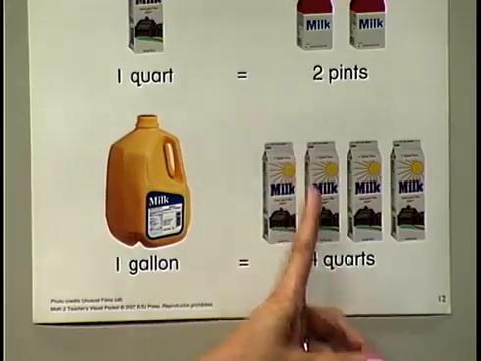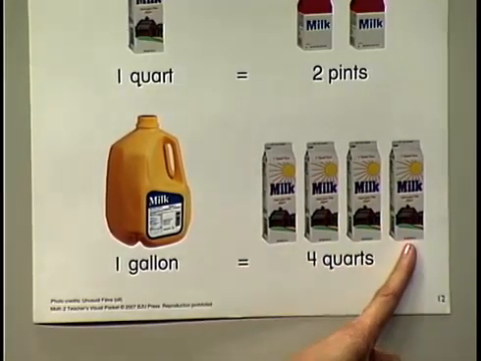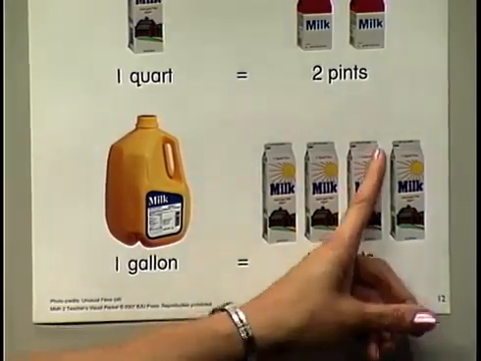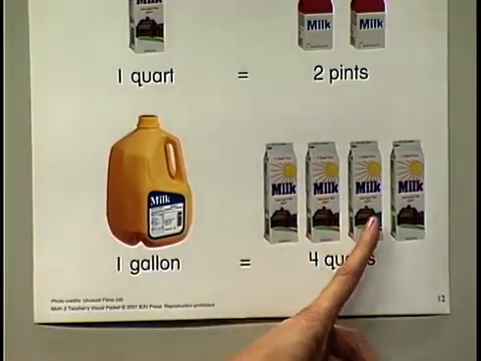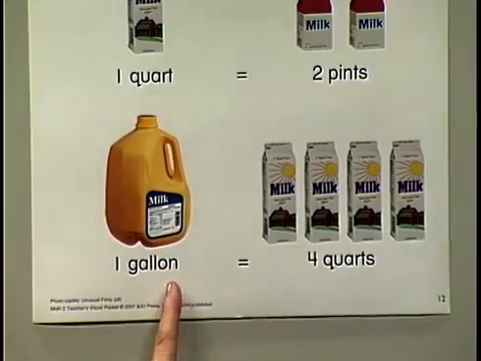Or you could have 2 pints and 2 pints and 2 pints and 2 pints, which would be 2, 4, 6, 8 pints. Or you would have 1, 2, 3, 4 cups four times. You could count by fours. 4, 8, 12, 16 cups in a gallon.